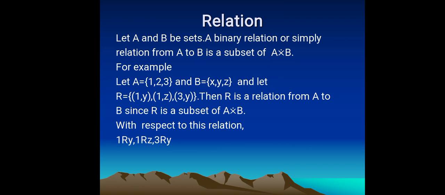For example, let A = {1, 2, 3} and B = {X, Y, Z}, and let R = {(1,Y), (1,Z), (3,Y)}. Then R is a relation from A to B since R is a subset of A cross B. With respect to this relation, 1 is related to Y, that is, 1 has a relation with Y, 1 is related to Z, and 3 is related to Y.